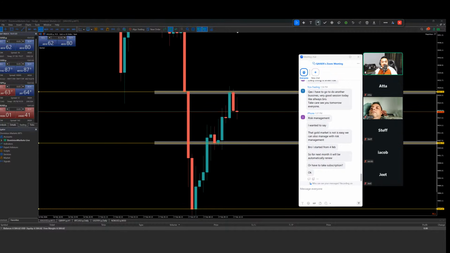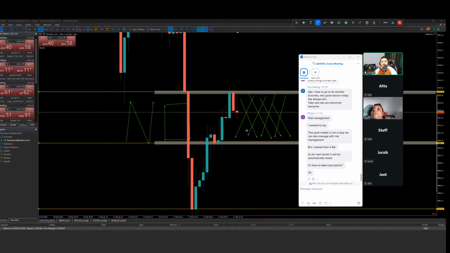Now it will become like a consolidation area. It's a no trade zone. Make sense? Just stay away from it. No trade zone.